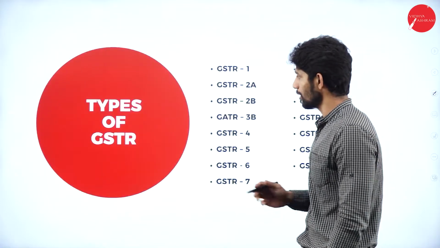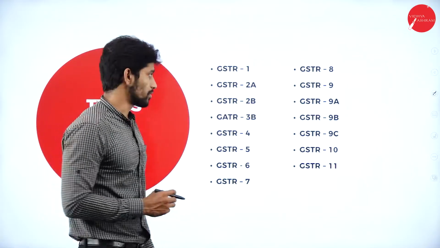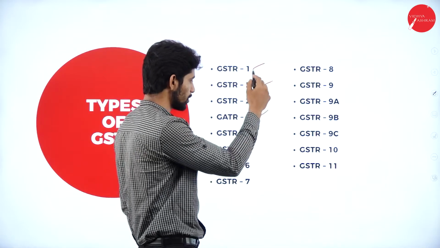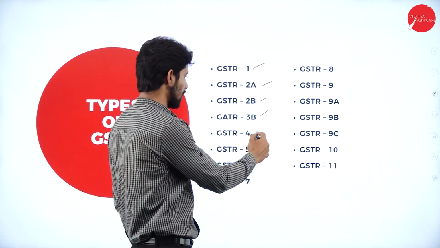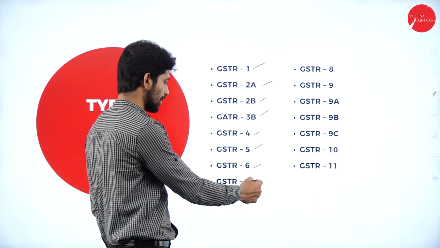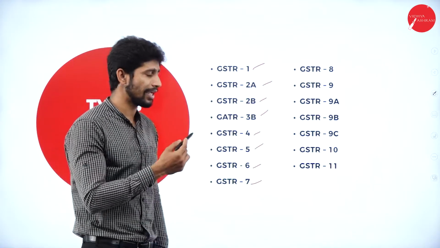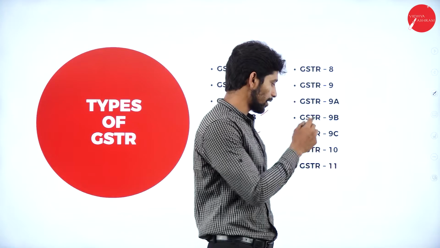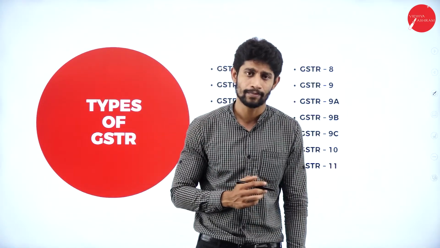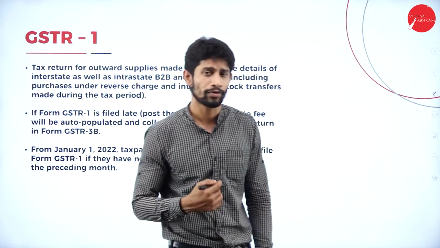So moving further, types of GSTR, that is types of GST returns. So GSTR 1, GSTR 2A, GSTR 2B, GSTR 3B, GSTR 4, next GSTR 5, GSTR 6, GSTR 7, GSTR 8, GSTR 9, 9A, 9B, 9C, GSTR 10 and GSTR 11. So we have different types of GSTR forms. So moving further to know about each and every type of form that we have.